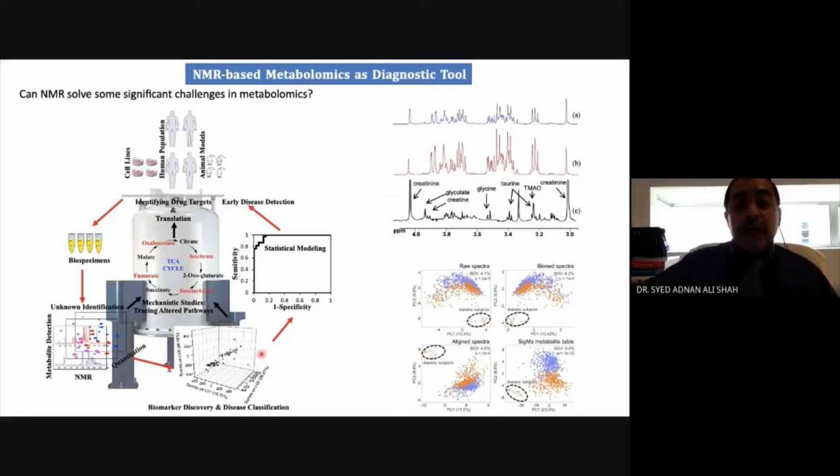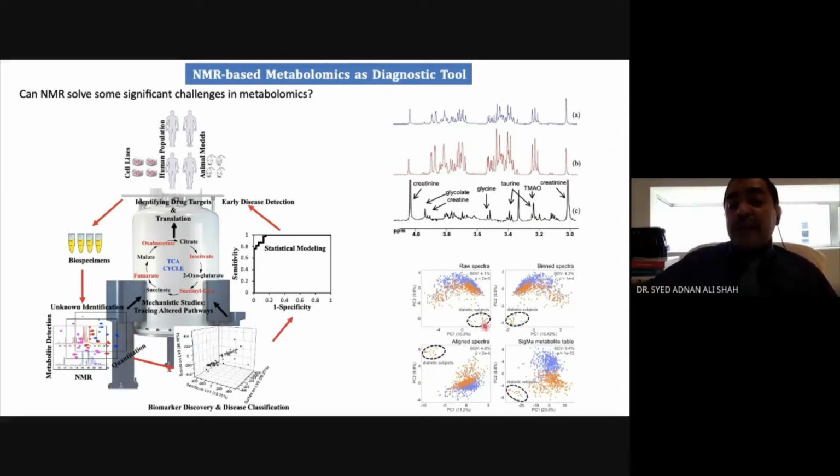And then it is also used as a diagnostic tool in case of diabetes. So for example, this is the proton NMR of the healthy person, and this is the proton NMR of the diabetic person. So these are the resonances of the glucose in the urine. It can easily detect and characterize the presence of carbohydrate or sugar in urine, a diagnostic tool for diabetes also.